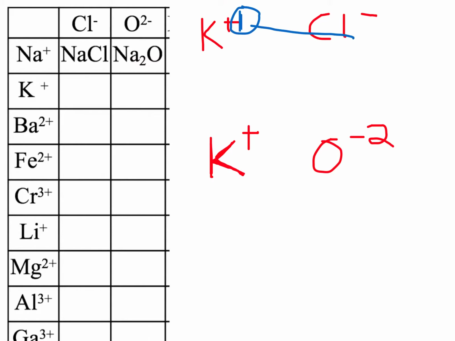So that 1 comes down here. This negative 1, oh look, it's another 1 to 1. 1 there. Our formula is just KCl. That is our balanced formula.